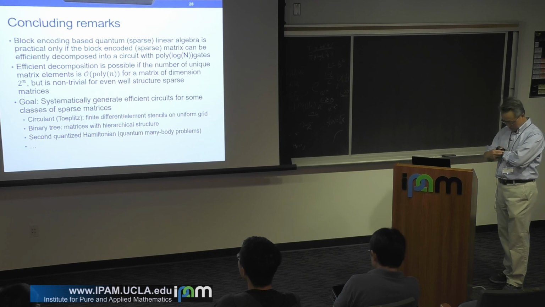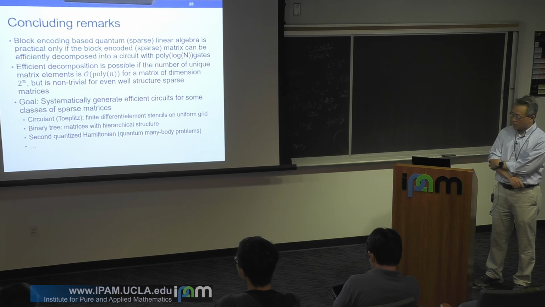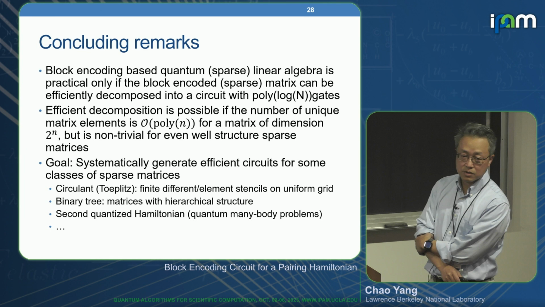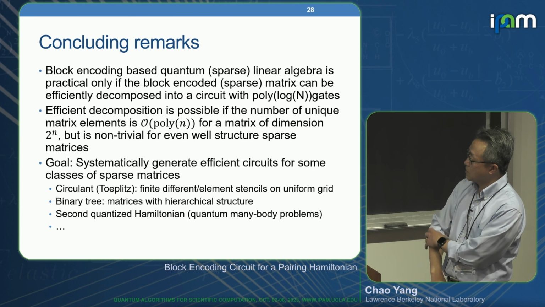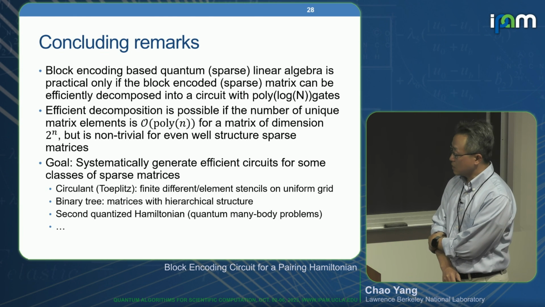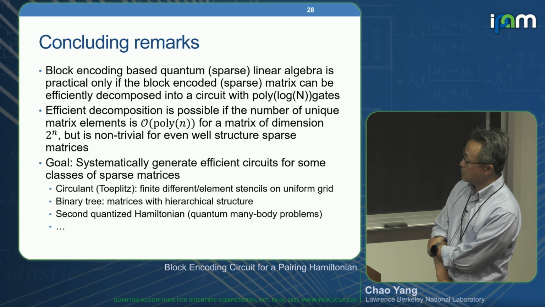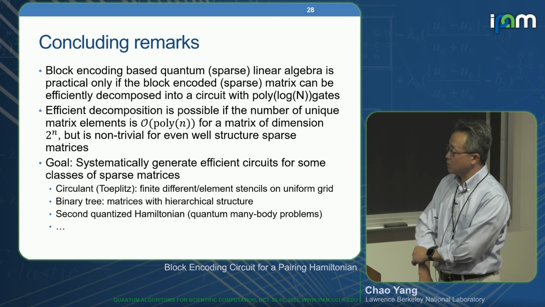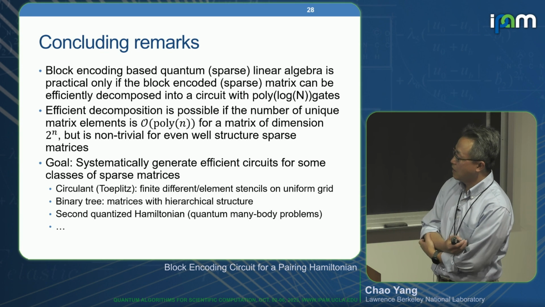Okay, so let me conclude. Block encoding based quantum linear algebra is practical only if the block encoded matrix can be efficiently decomposed into circuits, right? With polylog n gates. That's our target. Efficient decomposition is possible if the number of unique matrix elements is poly n, lowercase n, for a matrix of dimension exponential in n. But this is actually non-trivial even for well-structured matrices. So when we started working on this, we struggled quite a bit. Now it becomes clear how you do this sort of thing.